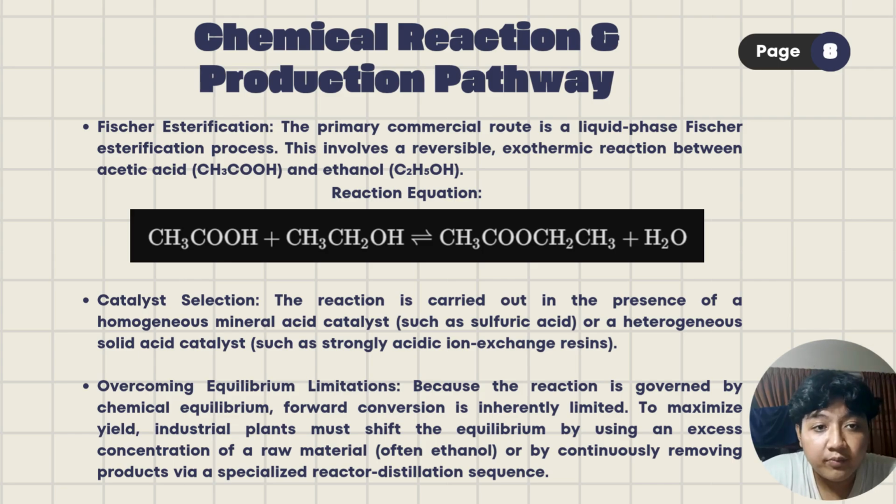One challenge of the process is that the reaction is limited by chemical equilibrium. This means not all reactants are converted into products. Therefore, industry improves the yield by using excess ethanol and continuously removing product from the reaction system. These strategies help shift the equilibrium toward ethyl acetate production, making the process more efficient and economically viable.